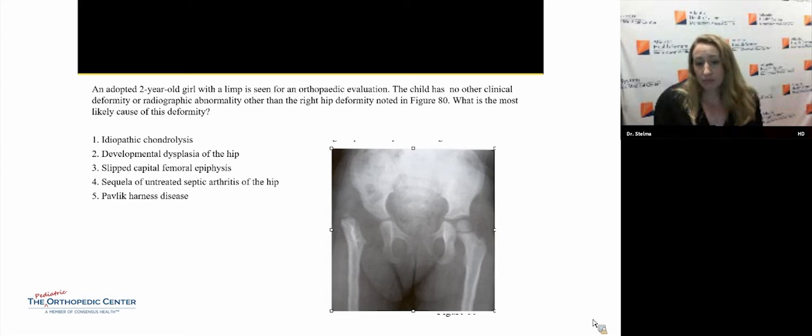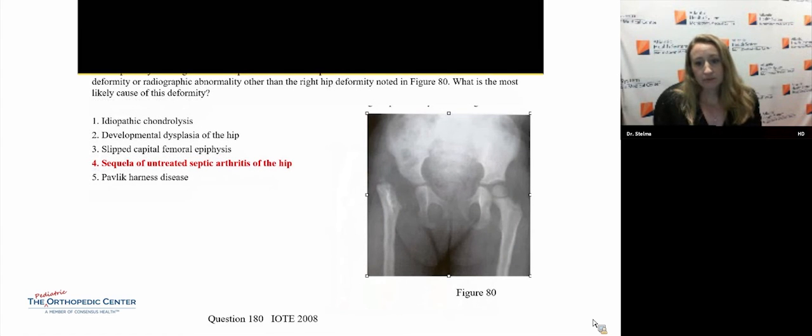You can see on that right hip that the morphology of the proximal femur is very abnormal. The epiphysis is very small. The hip is dislocated and migrated proximally. This can be what happens from the sequelae of untreated septic arthritis of the hip. So devastating for this hip.